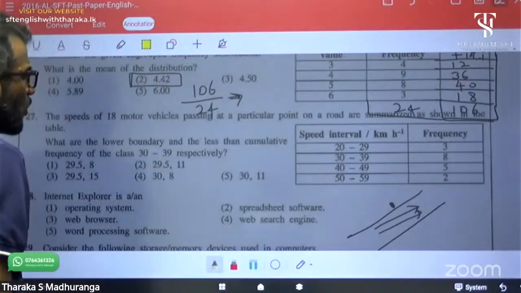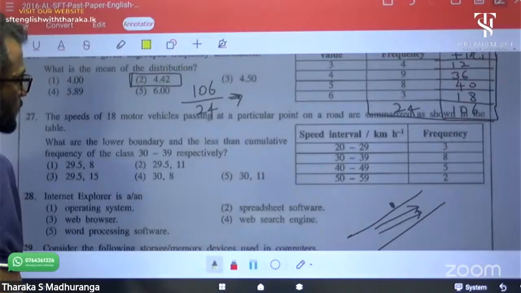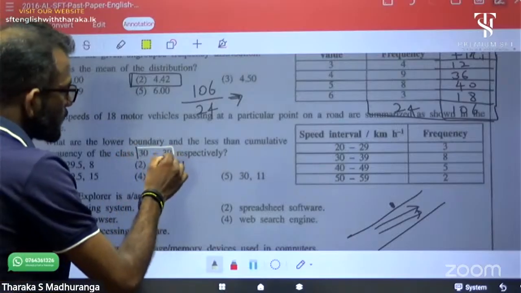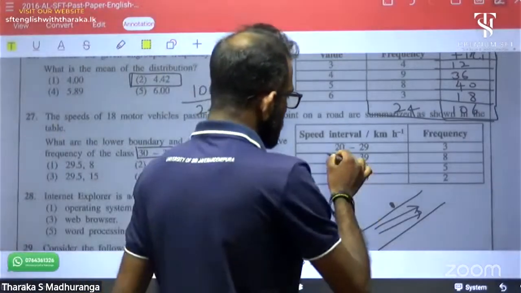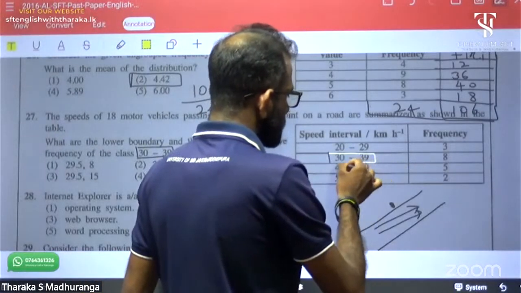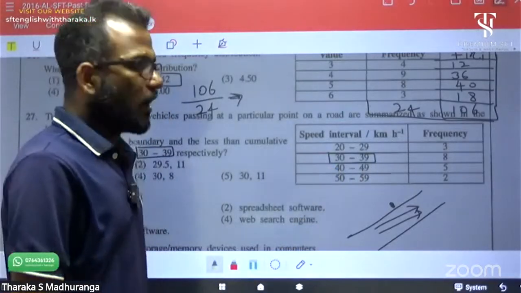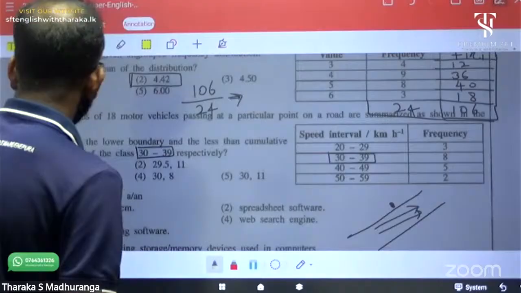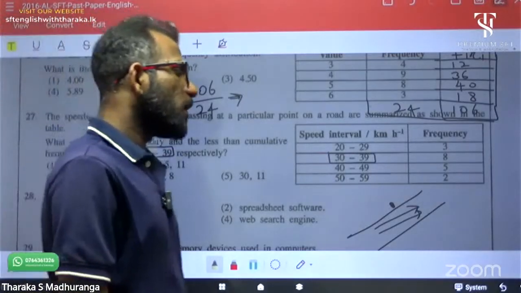What are the lower boundary and the less than cumulative frequency of the 30-39 class respectively? First you have to select the 30-39 class. That means the second class, right? Now, what are they asking? The lower boundary.